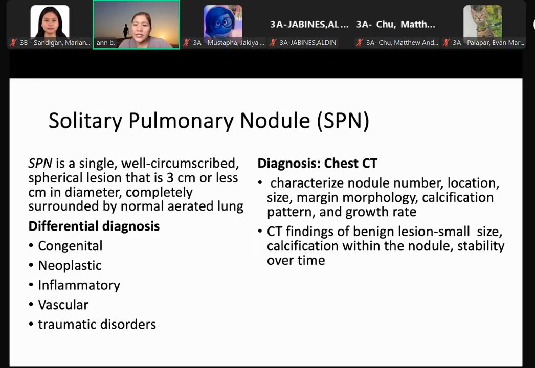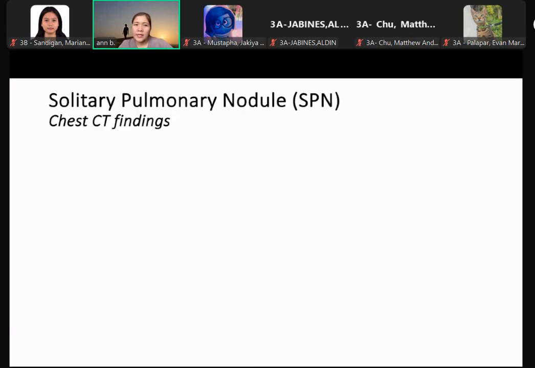CT findings of benign lesions. When we say benign, this is the description. Small size, calcification within the nodule, stability when you monitor it, is it stable or does it grow that fast? So calcification is an indication that mostly that kind of nodule is benign.